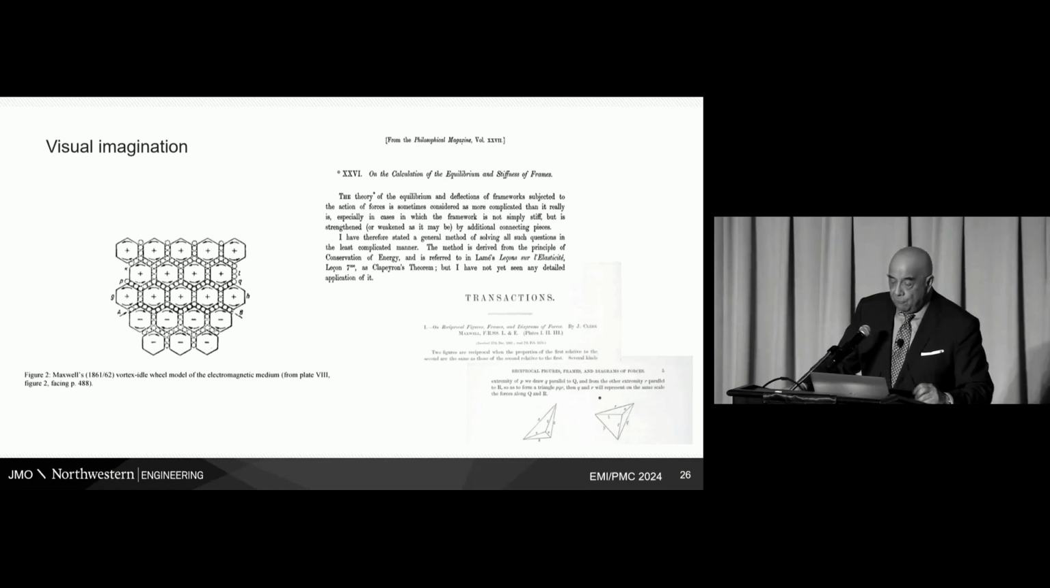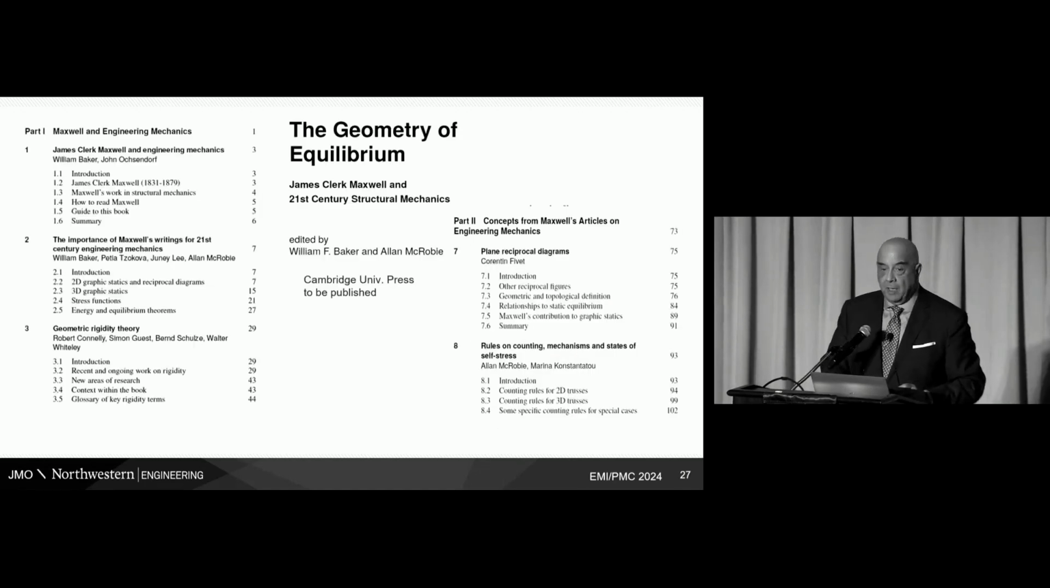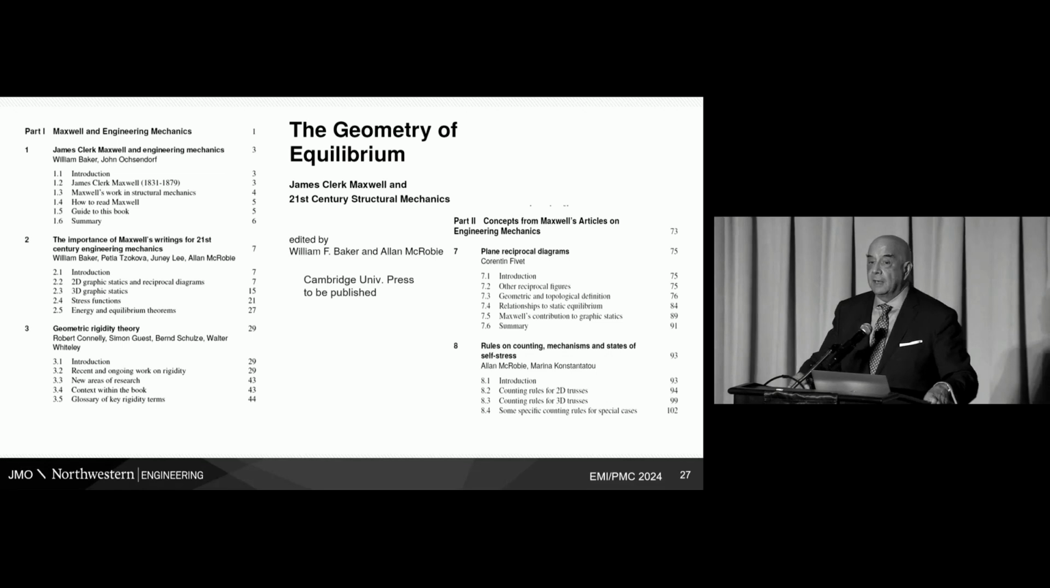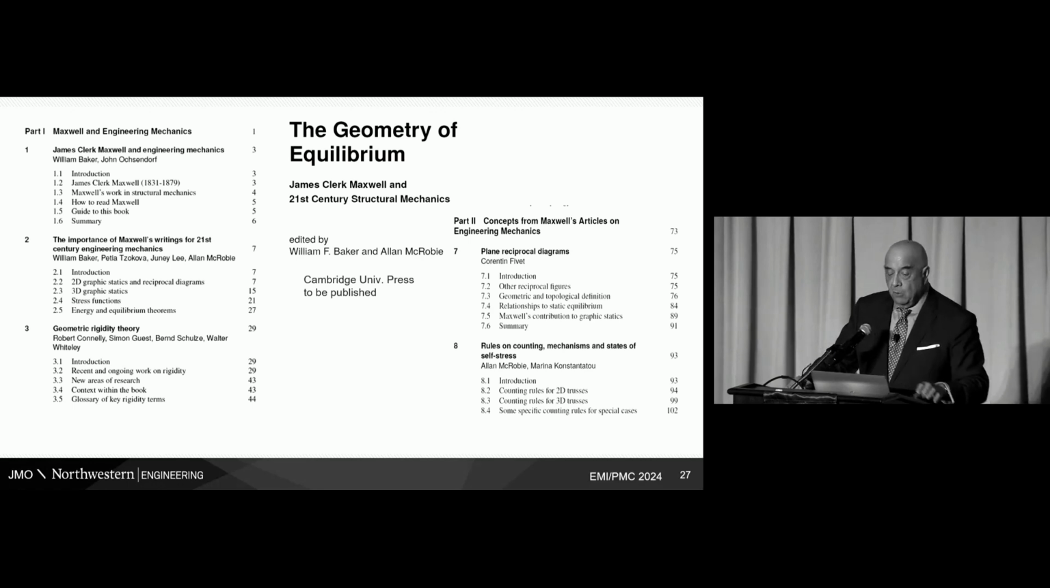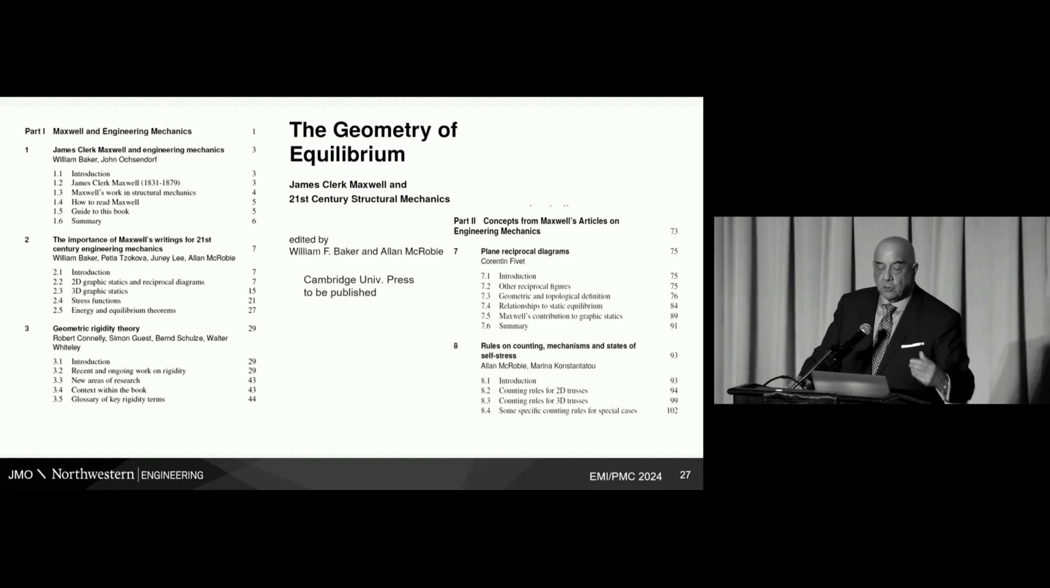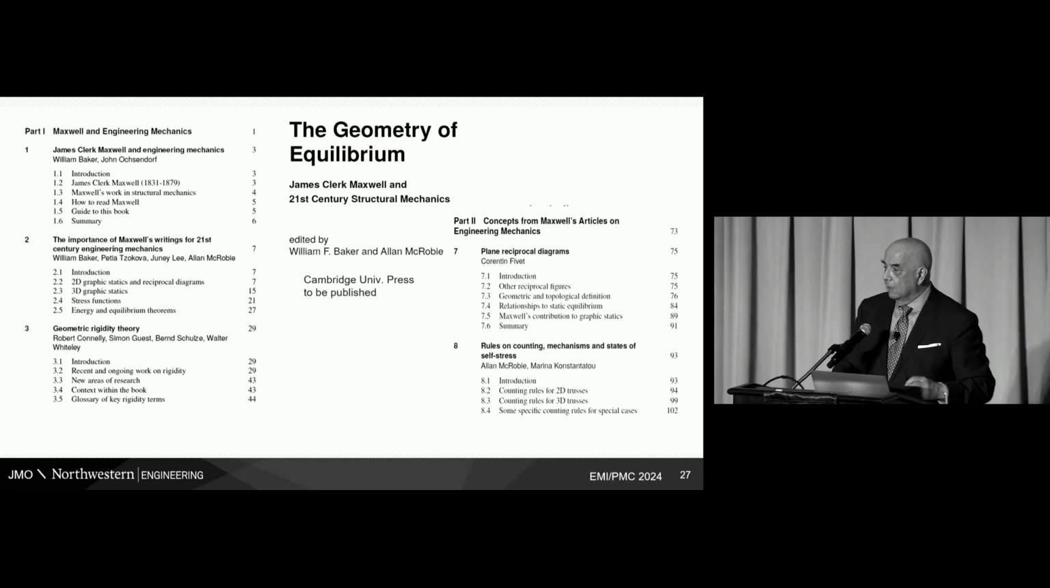And then he wrote a few papers on mechanics that many of you will know, maybe 2 or 3, but I wanted to give a little bit of publicity to a book by Bill Baker. Bill Baker is, with Adrian Smith, the fellow who did the Burj Khalifa, 2 local boys from Chicago. Bill is a good friend. And this book, The Geometry of Equilibrium, James Clerk Maxwell and the 21st Century Structural Mechanics, is going to be published by Cambridge University Press.